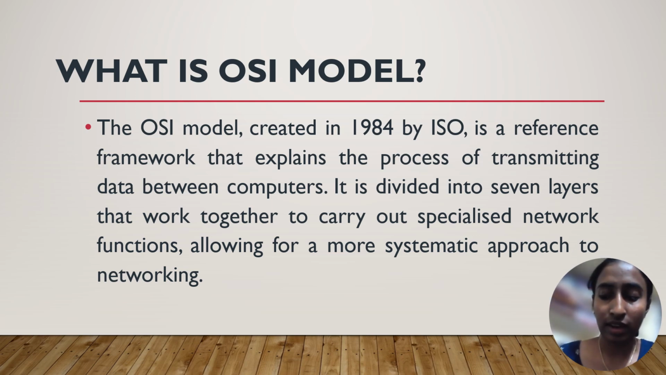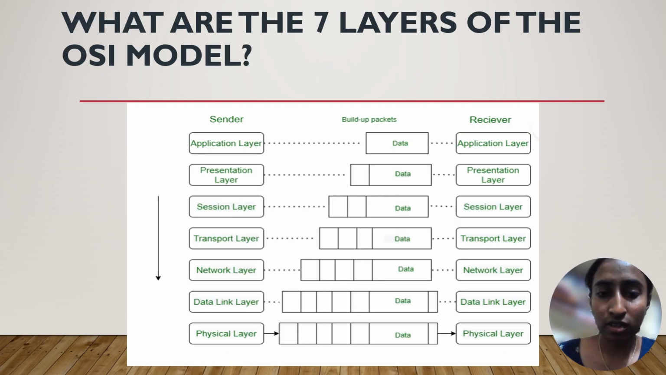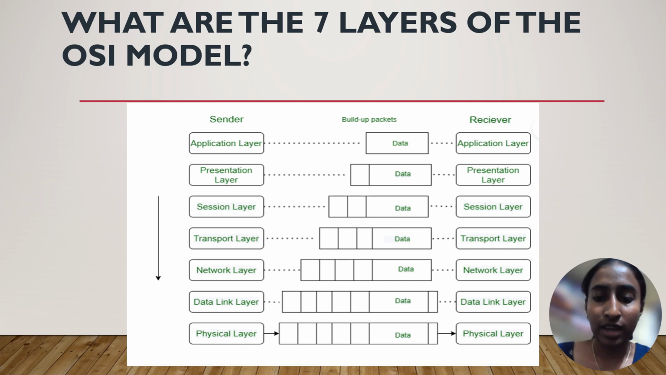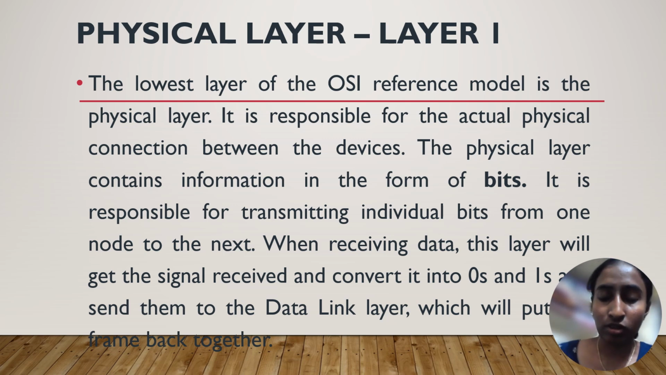Next, it has 7 layers. I will move on to the layers. The first layer is the physical layer, and then the data link layer, network layer, transport layer, session layer, presentation layer, and application layer. Each layer performs its task independently. It was developed in 1984 by the International Organization for Standardization, ISO. Before discussing the advantages, I will move on to a brief explanation of the layers. So next we'll move on to the first layer.